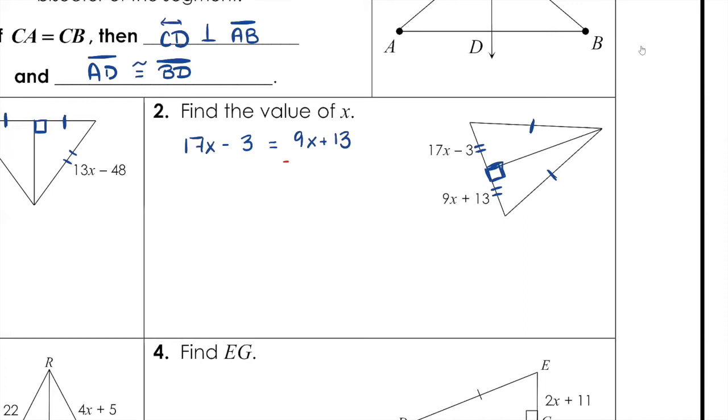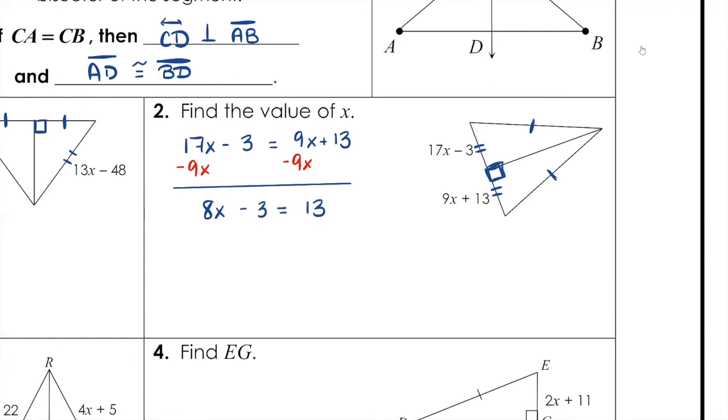We're going to subtract 9x from both sides. Because what's our ultimate goal when solving these linear expressions? Isolate that variable. Yep. So 17x minus 9x is 8x, and then you add the 3 and you get 16, and you divide 8 by 16.